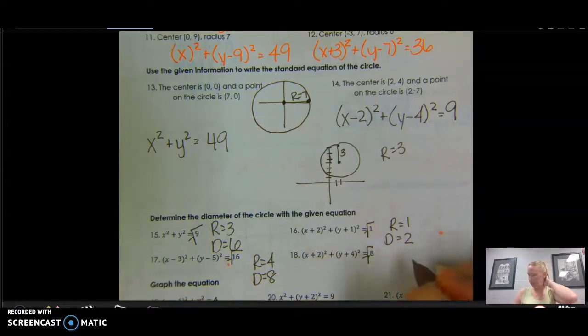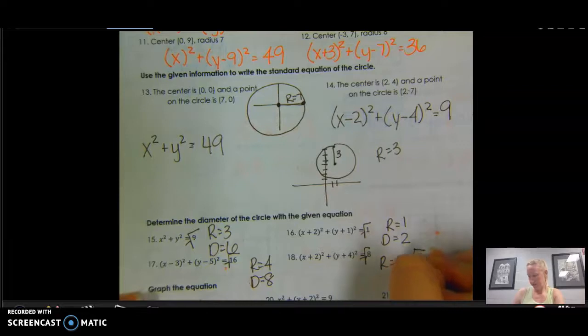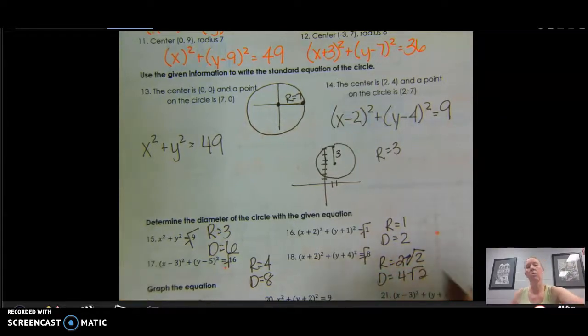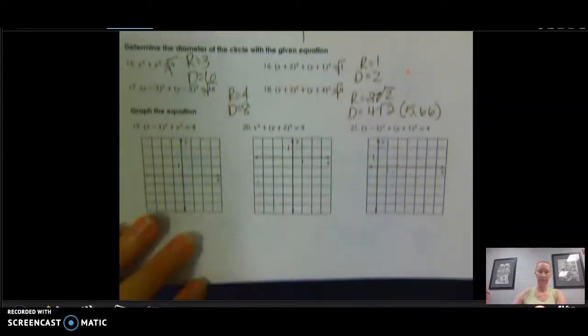Radius here is 2 square roots of 2. And diameter would be double that, so 4 square roots of 2. Or if you got a decimal on that, we do square root of 8, which is about 2.82. If I double that, I'm going to get 5.66-ish if we're doing decimals on that.